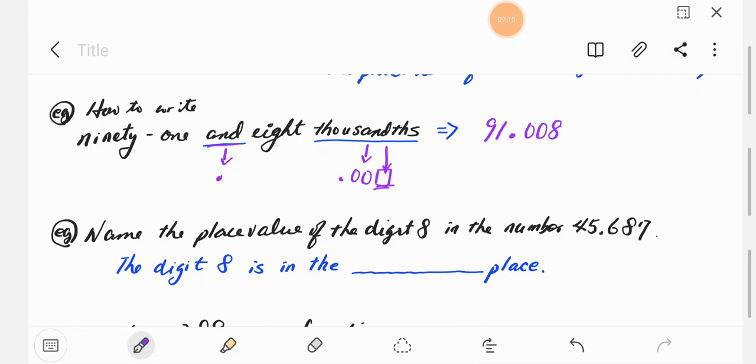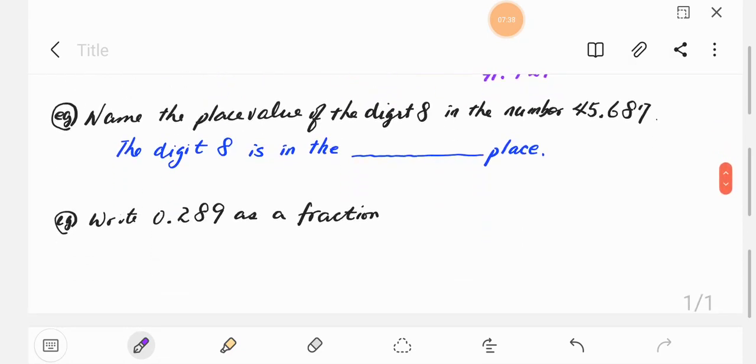Okay, if this is 12 thousandths, then what happens? 12 thousandths, then it will be 91.012. So this is 12 thousandths. How about 121 thousandths? Then 91.121. Like this.